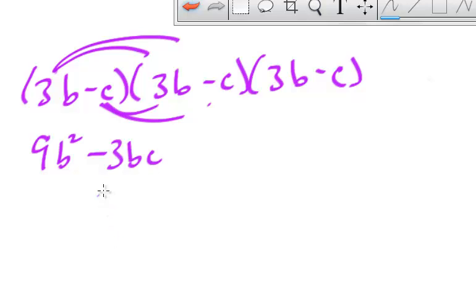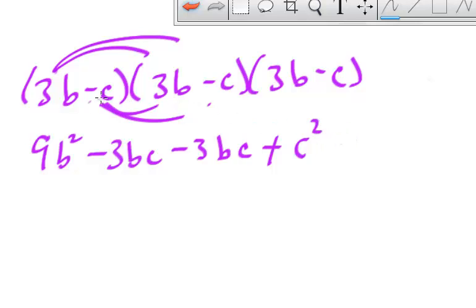And if you're wondering, do I do that in alphabetical order? Yes, you do. That's where I get the bc. Negative c times 3b, putting the coefficient first, that's minus 3bc. And notice it matches that one. And then negative c times negative c would be plus c squared.